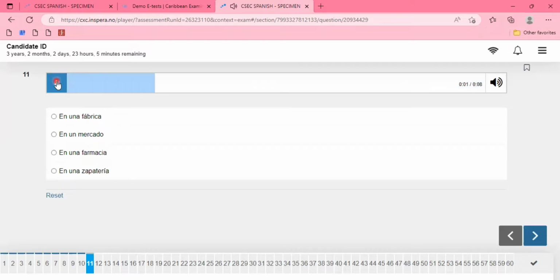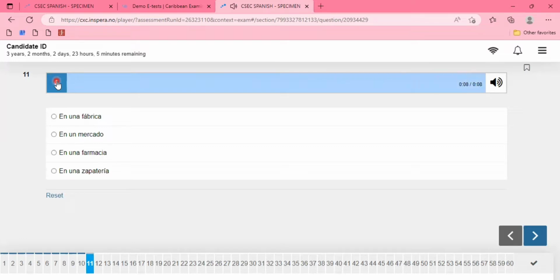Pregunta 11. Por favor, ¿tiene usted alguna medicina para el dolor de cabeza? ¿Dónde está la persona?